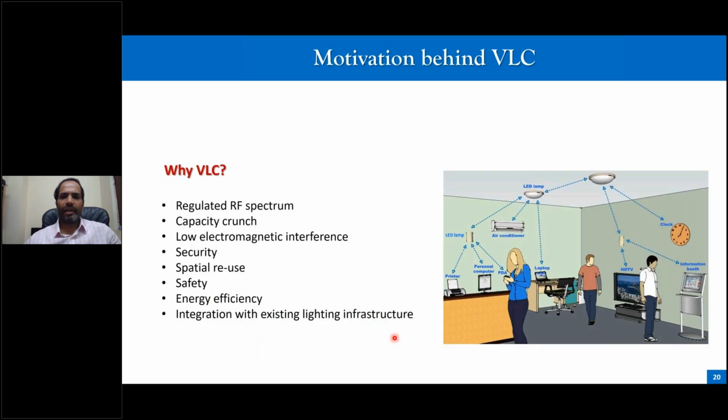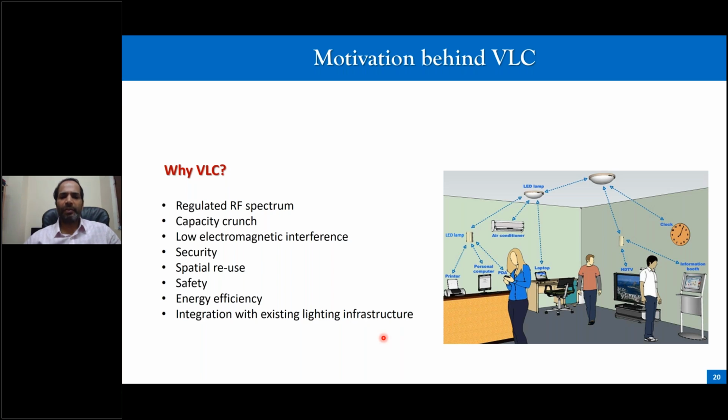Now let us understand the motivation behind VLC. We have already looked at one motivation. We are trying to establish a communication system together with an illumination system, and we want to get the job done by using the common infrastructure for these two applications. Together with that, there are other motivations of VLC.